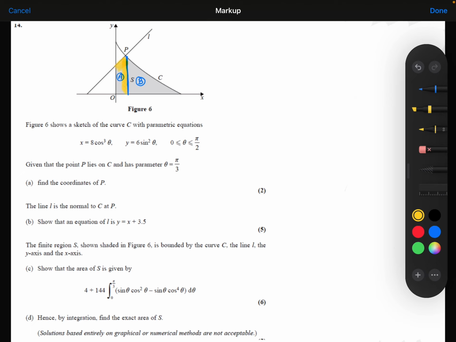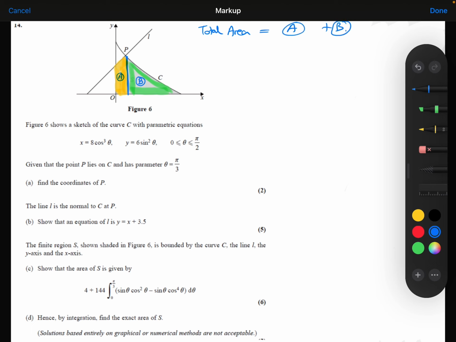A here is a nice trapezium which we can find easily. We know how to work out the area of a trapezium. And part B is going to be the slightly trickier part. We'll have to use integration to get this. So this is a show that question. So the total area equals A plus B.